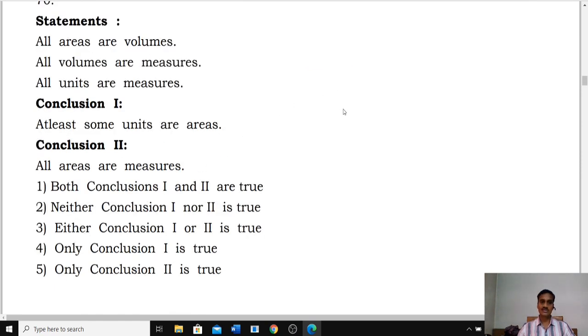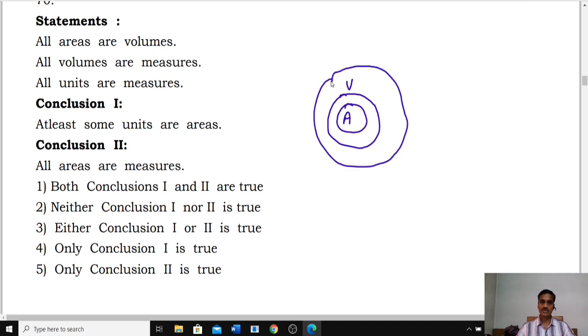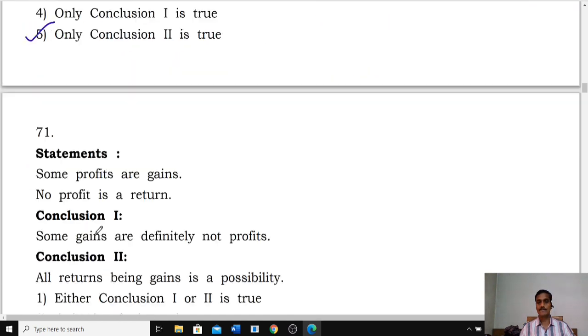All areas are volumes. All these areas are volumes. All volumes are measures. All these volumes are what? Measures. All units are measures. Some units are areas. Unit is here, area is here, no intersection between these two. All areas are measures, definitely. And so only the second conclusion is true, that is choice 570.